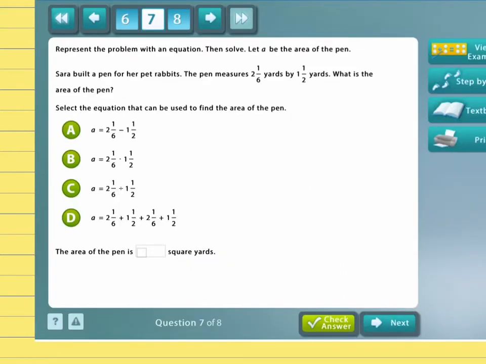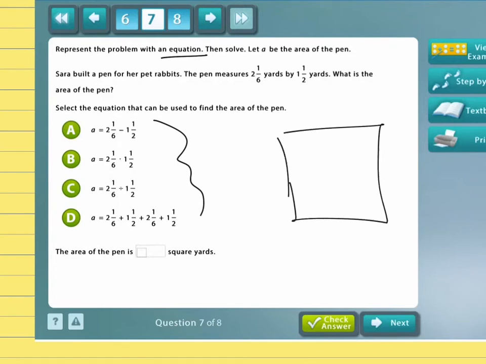Now let's unpack problem number 7. I'm not doing every single one. I've skipped a couple because they're just basically the same thing as we did on the other problem. So represent the problem with an equation. So we're going to pick an equation here that matches this. Sarah built a pen for her rabbits. So I'm going to draw. You always draw pictures. And the pen measures 2 1/6 by 1 1/2. So 2 1/6 times 1 1/2 is the area of the pen. That's how much space is inside the pen in yards.